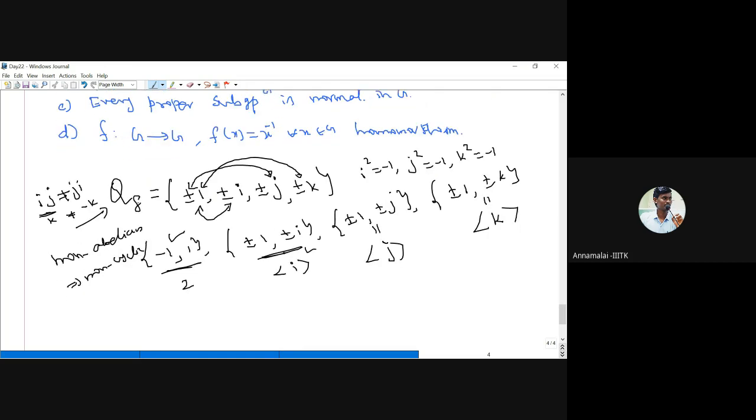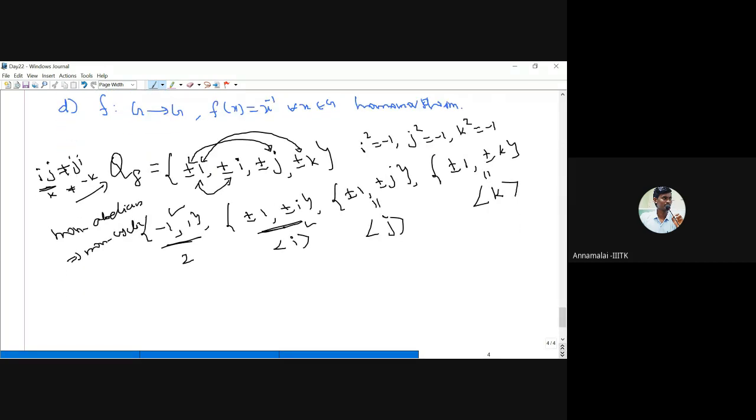Then from this, can we say the group is abelian? Now, except the first subgroup, look at the other subgroups. Everything is of order 4. So the order of this subgroup is 4, the order of this subgroup is 4, the order of this subgroup is 4. And the order of the group is 8.